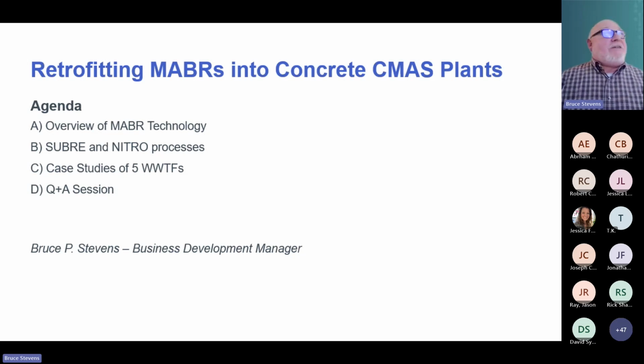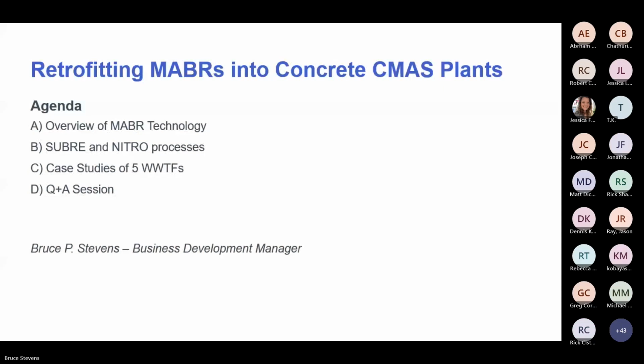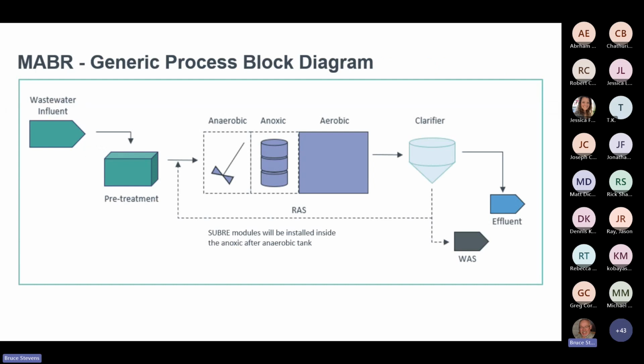So let's talk about what we're doing for fun here at Fluence right now. So MABR in general, we use this process diagram to generally compare our process to other forms of BNR, ENR. It's a simple 3-zone process.